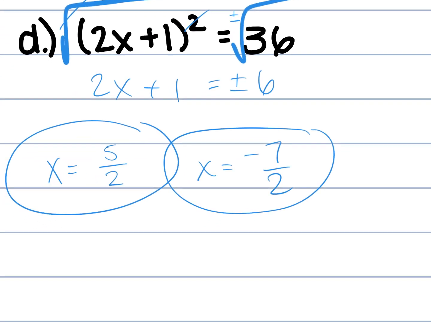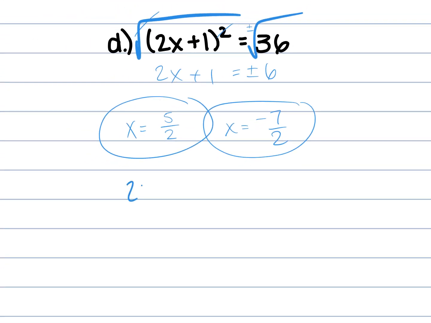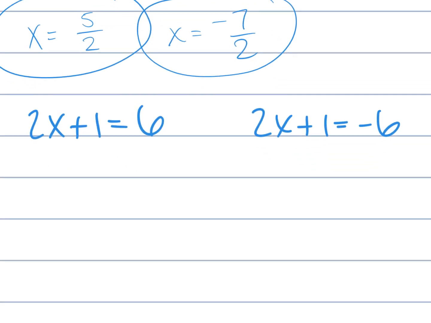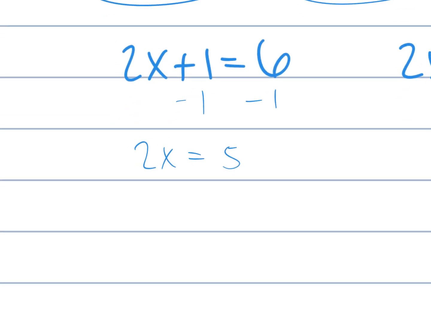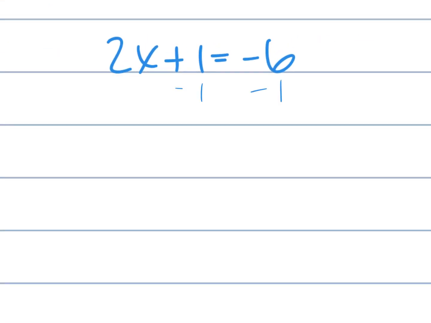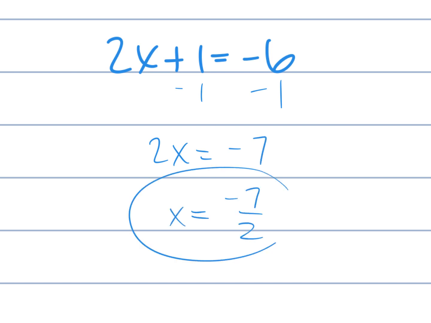Thank you very much. Did you split it up into 2 equations? It should have been 2x plus 1 equals 6, and 2x plus 1 equals negative 6. We good? All right. What do I do on the left one? Subtract 1. What's 6 minus 1? So 2x equals 5. Divide by 2. X equals 5 over 2. Then we go to the next one. Subtract 1. 2x equals negative 7. X equals negative 7 over 2.